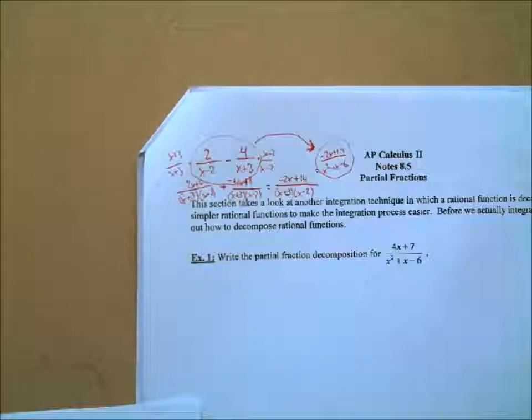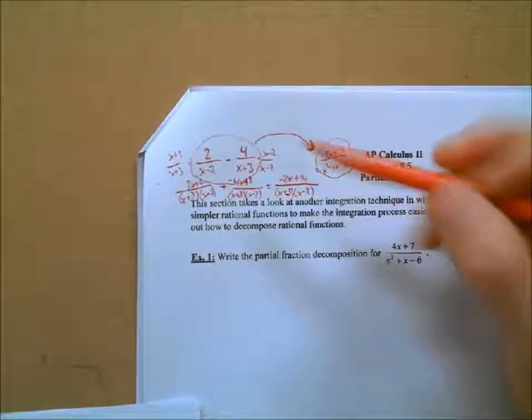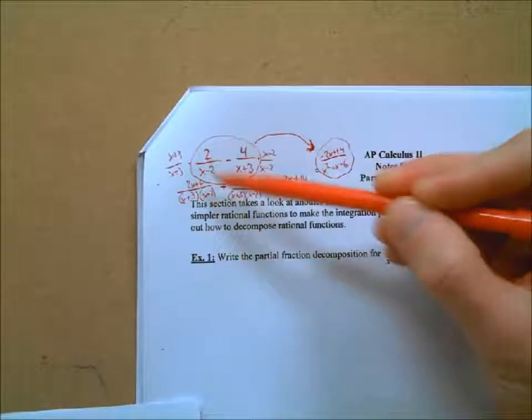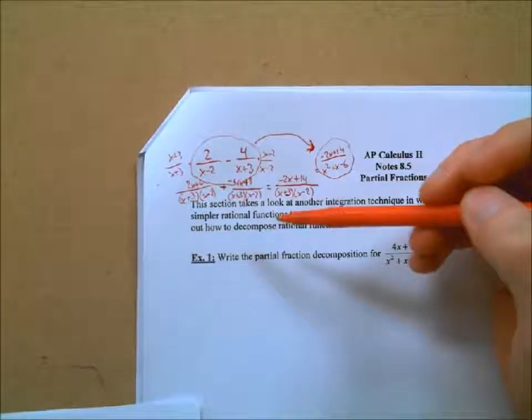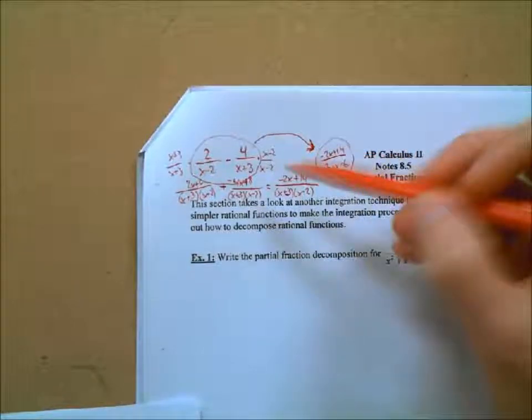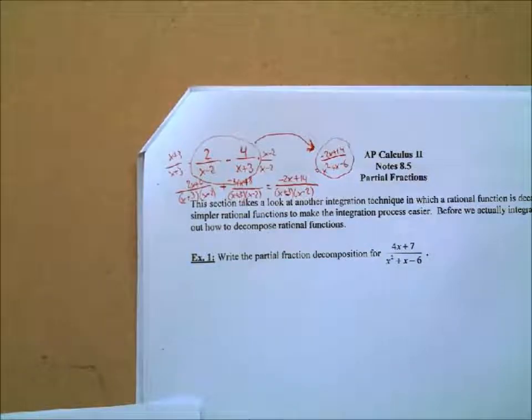All right. What we're going to do today is take this and make this right here. Okay? Partial fraction decomposition. We're going to take a single rational function and decompose it into a sum or difference of two or more rational functions.